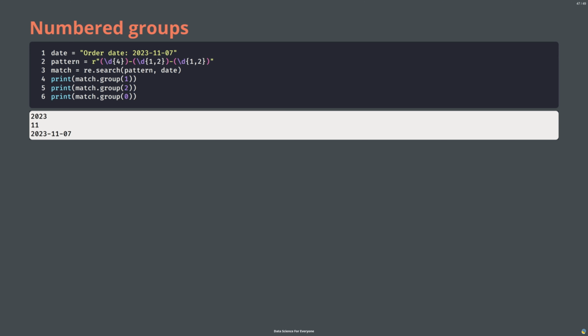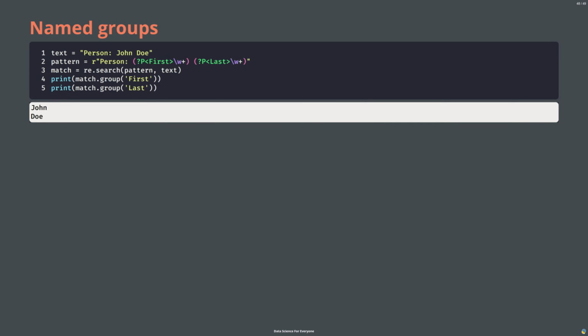Using a search function, we can pull out these groups by calling the group number. For example, group 2 would return the second captured part, which is 11. Group 0 returns the whole matched text. The .group method can only work with search and match methods. We can also label capturing groups with names for easier access. Inside parentheses, we can use the syntax shown in the code, giving that group a clear identifier.